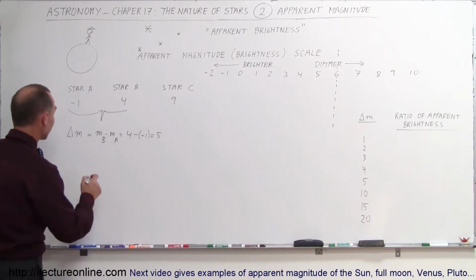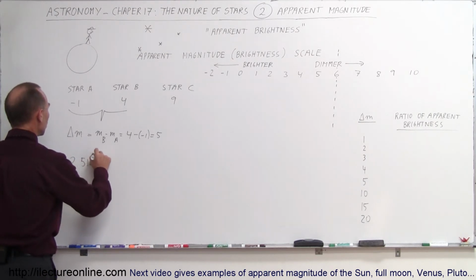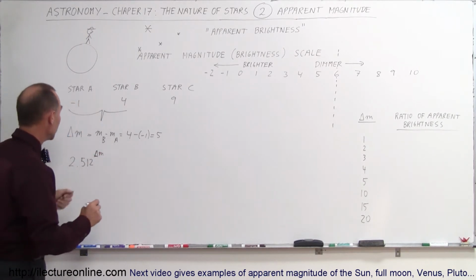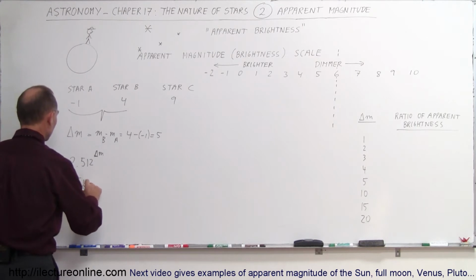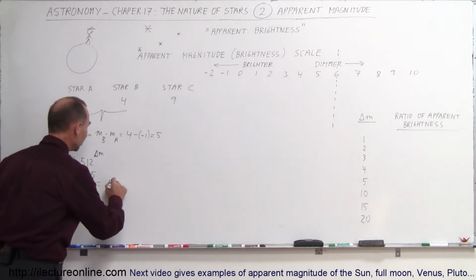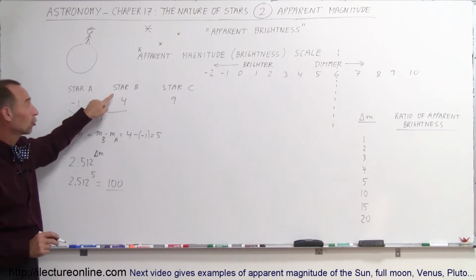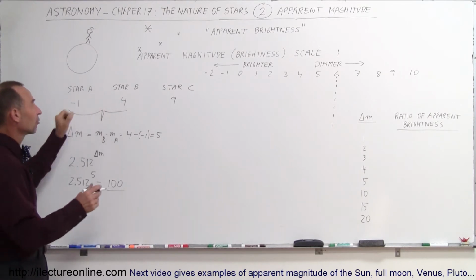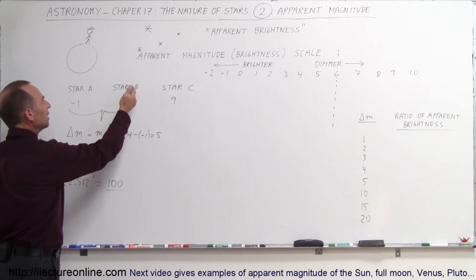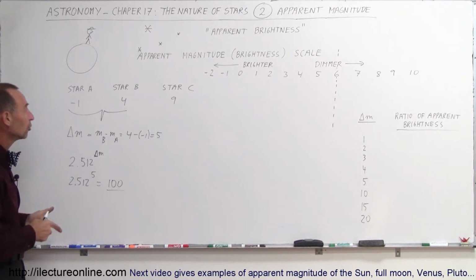What we then do is we take that difference and we use it as an exponent of the number 2.512 raised to that difference in magnitude factor. So in this case, between star A and star B, we take the number 2.512 and raise it to the 5th power. And when you use your calculator and do that, you get 100. That means star A is 100 times brighter than star B, or star B is 100 times dimmer than star A. In other words, you would need 100 stars like star B to give an equal amount of light as star A. And that's how we indicate the brightness or the magnitude of a star.